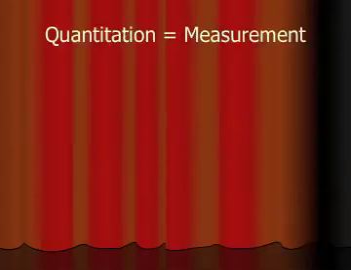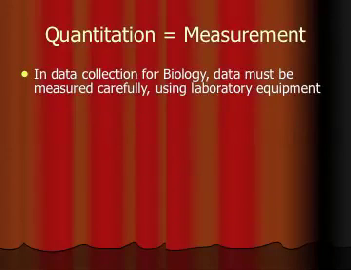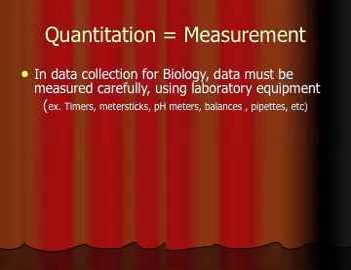Okay, now when we talk about quantitation, we are talking about measurement. And when you are collecting data for biology, this data must be measured carefully using laboratory equipment. For example, if you want to see what the quality of the water in a pond in a specific ecosystem is, you can use a pH meter, timers, thermometers, meter sticks, balances, pipettes, and so on. So all this laboratory equipment helps us to measure things, to collect data.